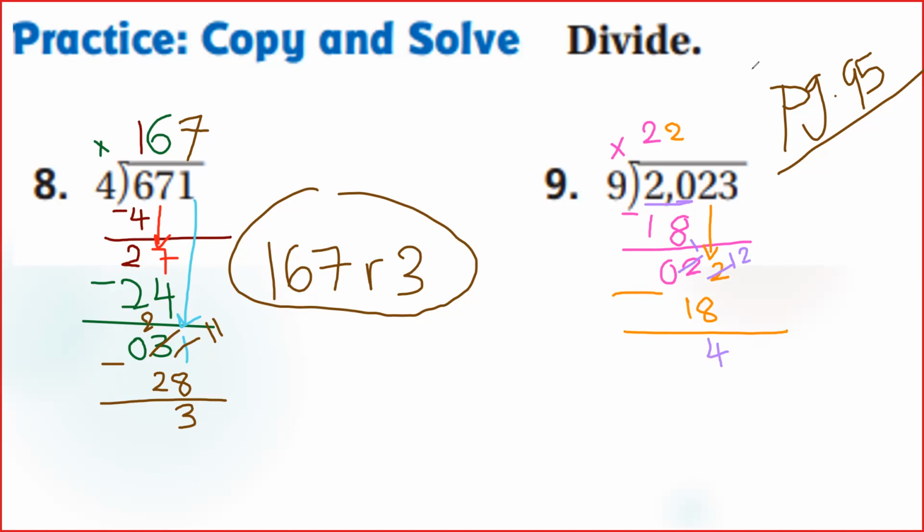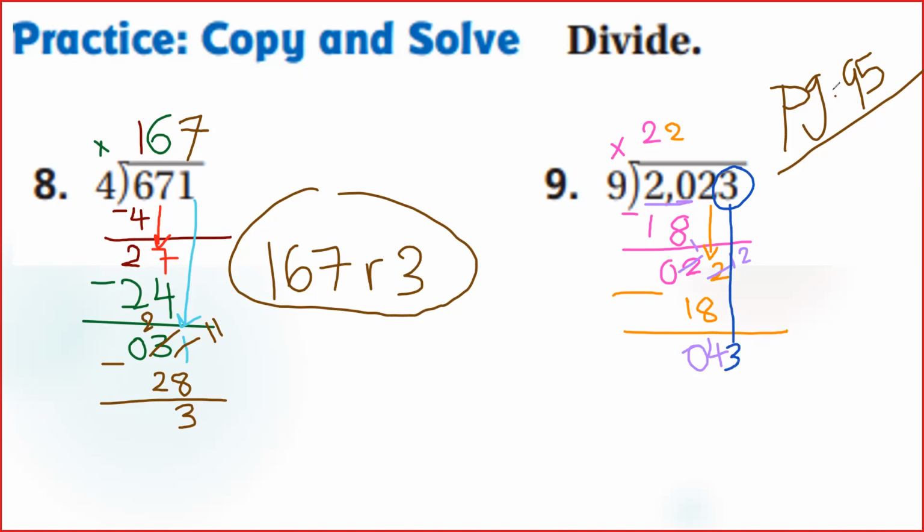Count on: 8, 9, 10, 11, 12. 4. And 1 minus 1? 0. Now next. Did you finish? What about number 3? Did you bring it down? No, so you have to bring it down.